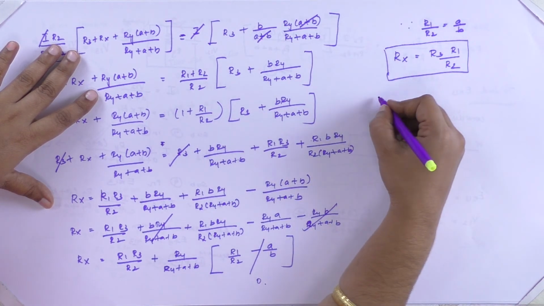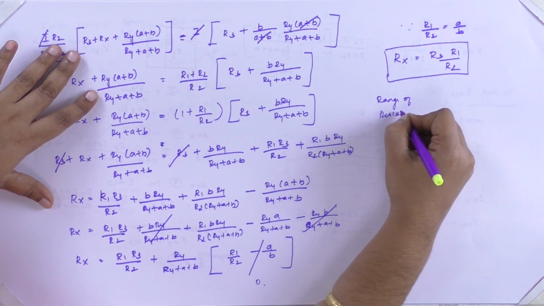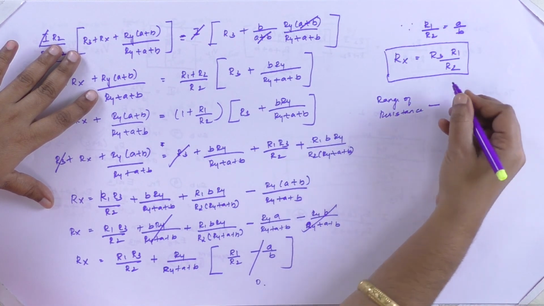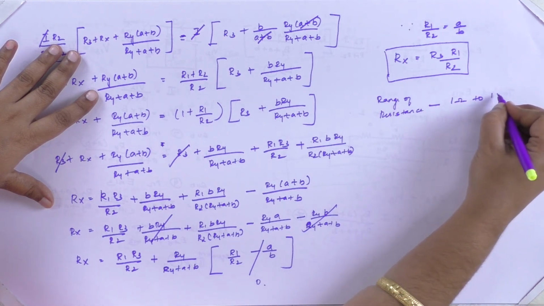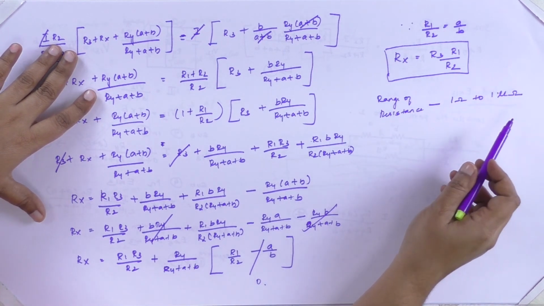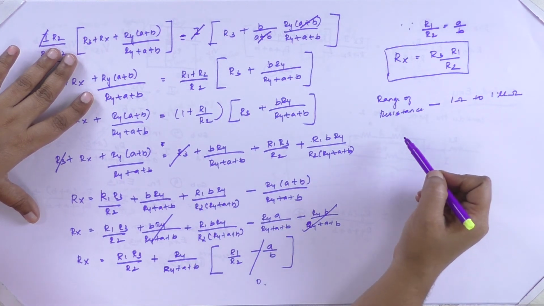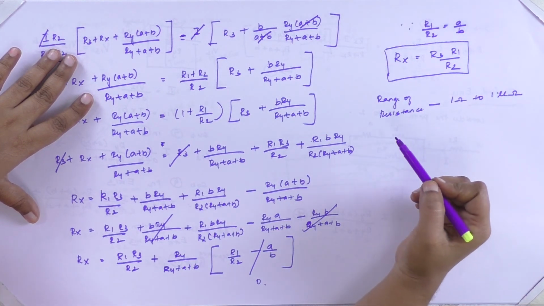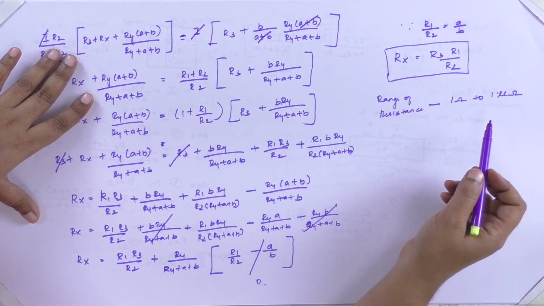The range of resistance which can be measured using the Kelvin double bridge is from 1 ohm to 1 micro ohm. So resistance of value less than 1 ohm up to 1 micro ohm can be easily measured with the help of the Kelvin double bridge. If a Wheatstone bridge is used for measurement of such low values of resistance, the effect of contact resistance will affect the unknown measured resistance value.